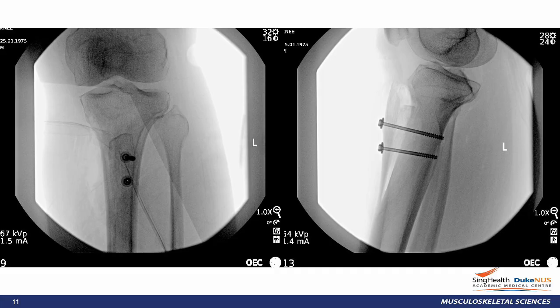The tourniquet is then released and hemostasis is performed. The wound is subsequently irrigated and closed in layers.